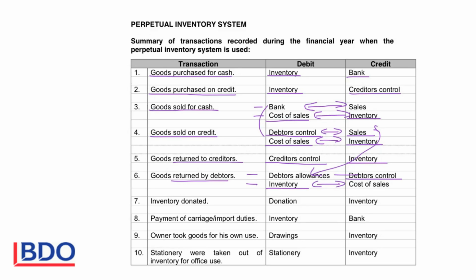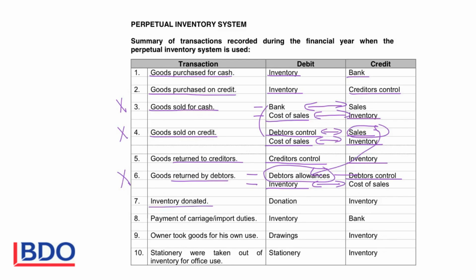So debtors allowances decreases sales. Sales is always on the credit side, therefore debtors allowances will be on the debit side. And whether you sell goods for cash or you sell goods on credit or goods are returned by a debtor, if you use the perpetual inventory system, you will always do two double entries. A double entry at sales price and a double entry at cost price.